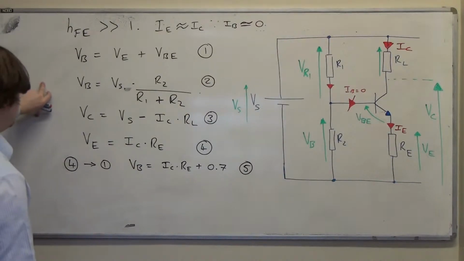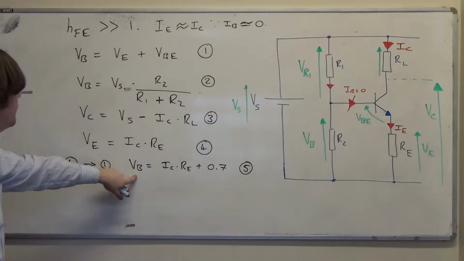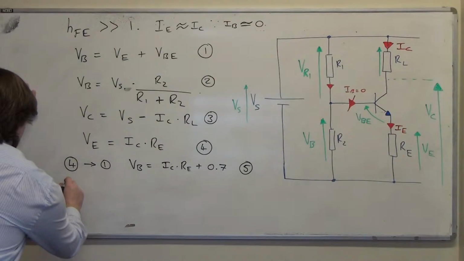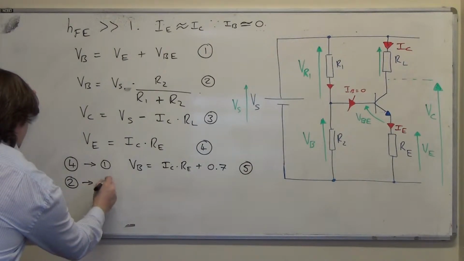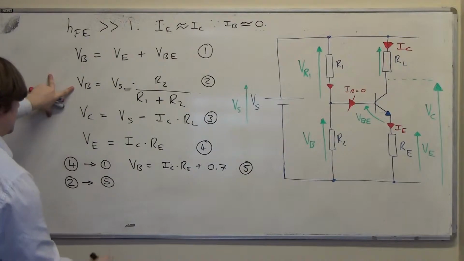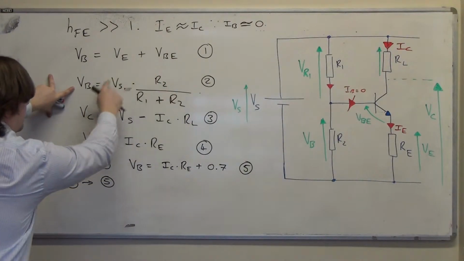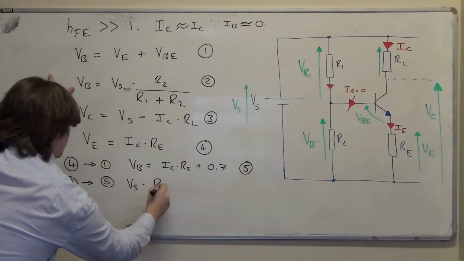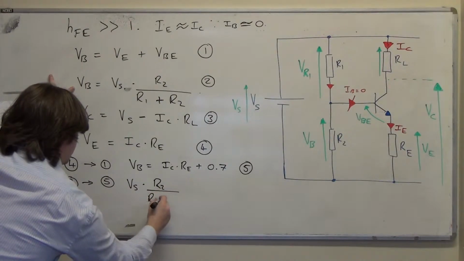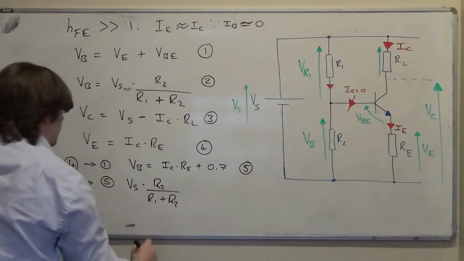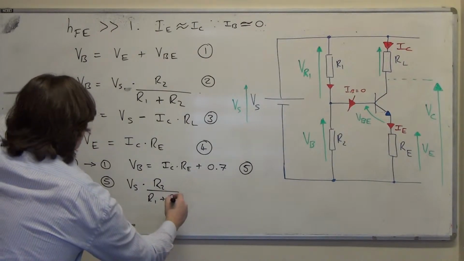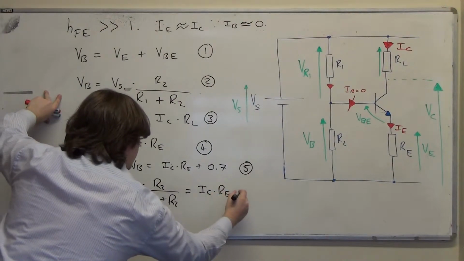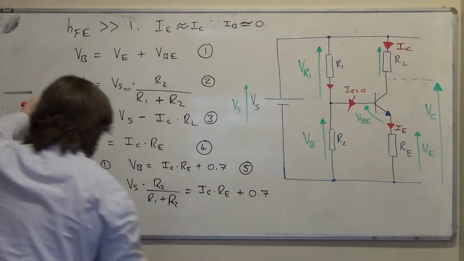And then we can say, well, we could sub 2 into 5 as well, and that will get rid of all the VBs. So we can do 2 into 5, and this will give us, so I'm just dropping this lot here in for VB. I'll have VS times R2 over R1 plus R2, is equal to IC times RE plus 0.7. Fair enough.